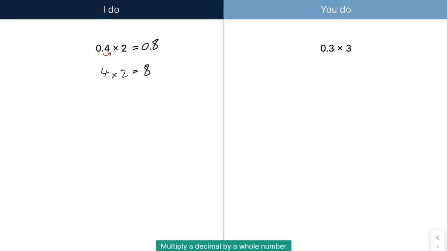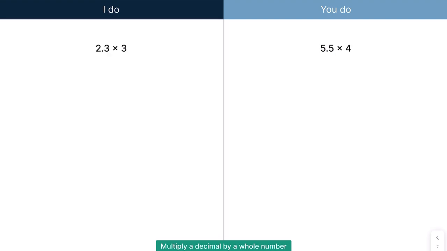So hopefully you've pressed pause and had a go at the example on the right. Again, step 1, we want to get rid of the decimal, so we can hop that 1 to the right. So this then becomes 3 times 3, which is 9. Now we're going to hop the decimal 1 back, so that's going to be 0.9.